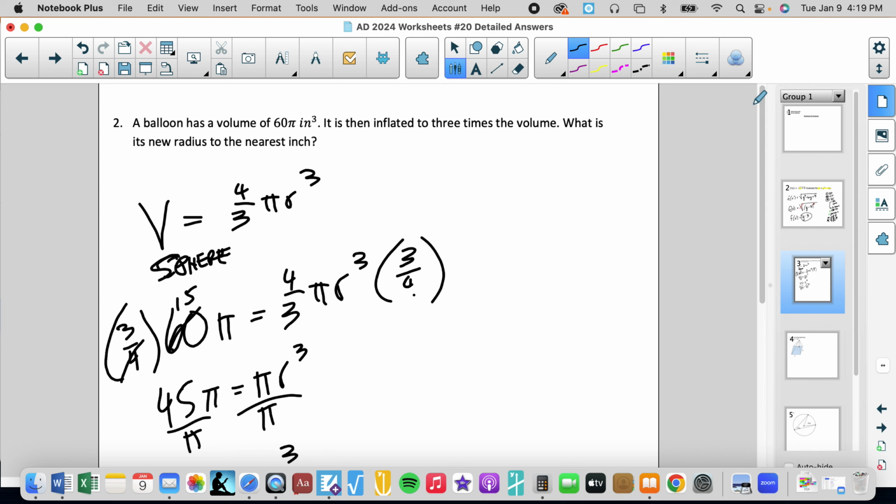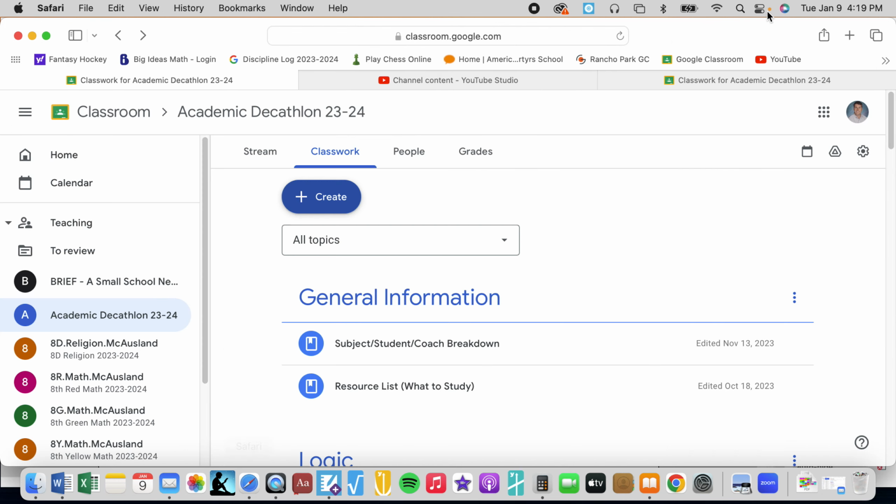60 pi inches cubed. The balloon has a volume. That's correct. It is then inflated to 3 times the volume. What is its new radius to the nearest inch? Volume is 4/3 pi r cubed. Oh, no, it's not. Is it 4? Maybe it's 4 pi r cubed. Did I make that mistake earlier? Maybe that's surface area.